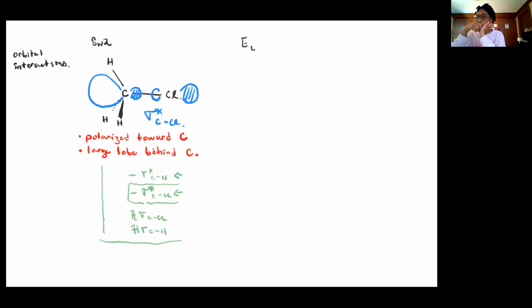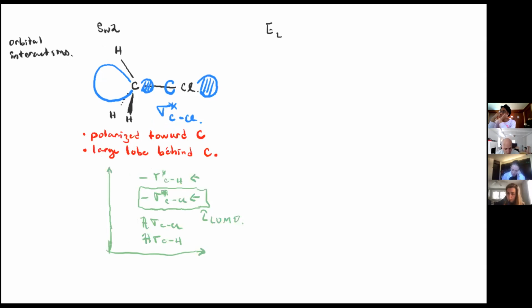And so we refer to this as the lowest unoccupied molecular orbital, or the LUMO. But again, this is not something that you need to be able to recapitulate, just to give you an understanding of where these statements come from. Sigma star CCl is polarized towards carbon, and most of it is localized behind the carbon. And so as my nucleophile comes in, I get maximum orbital overlap if I attack from the backside.